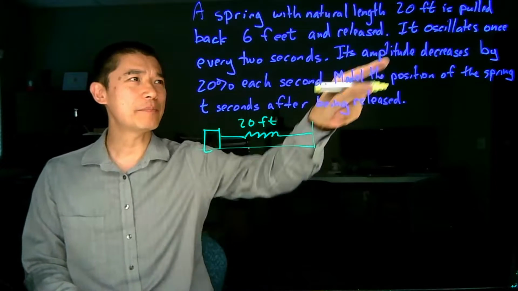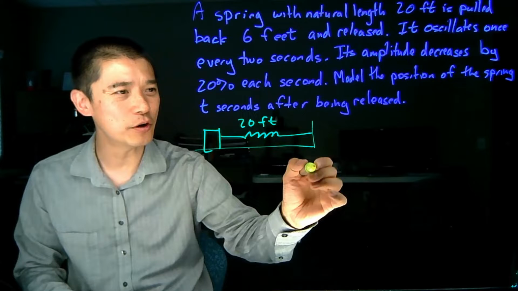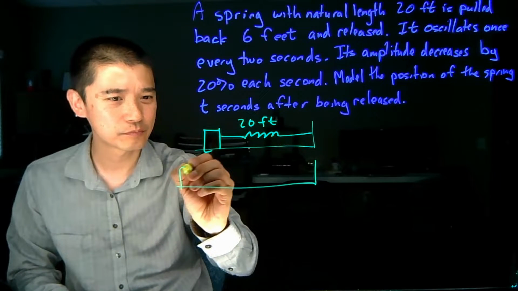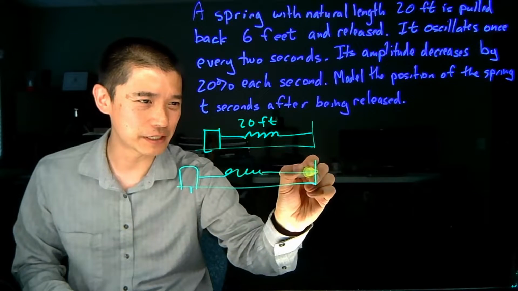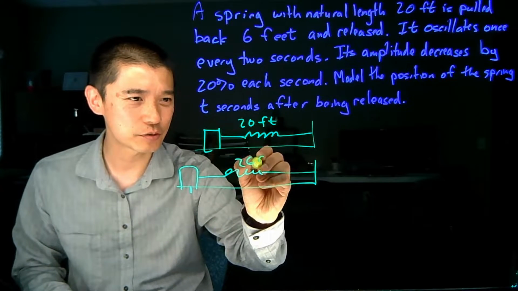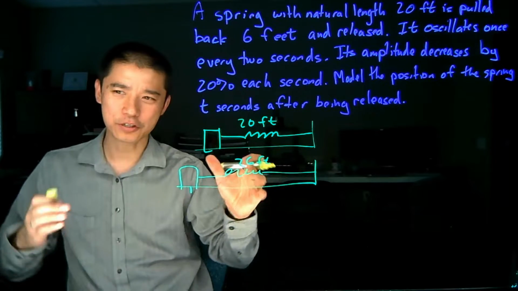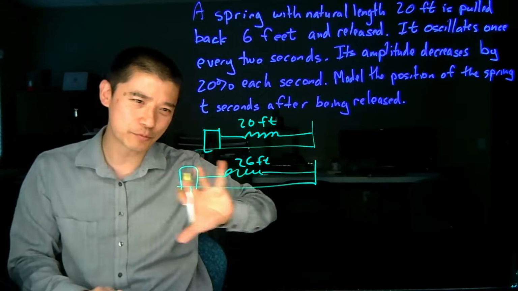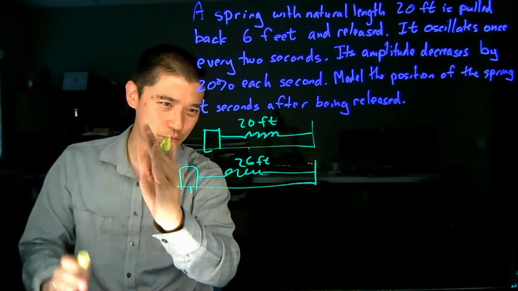And then what's going to happen? It's going to be pulled back by 6 feet. So pulled back, think back away from the wall. And so if it's pulled back by 6 feet, then the 20 feet becomes 26 feet. And then when you let it go, what's going to happen? Well, since you're pulling back on the spring, when you let it go, the spring is wanting to pull back, so the box, or whatever it's attached to, will swing back this way.